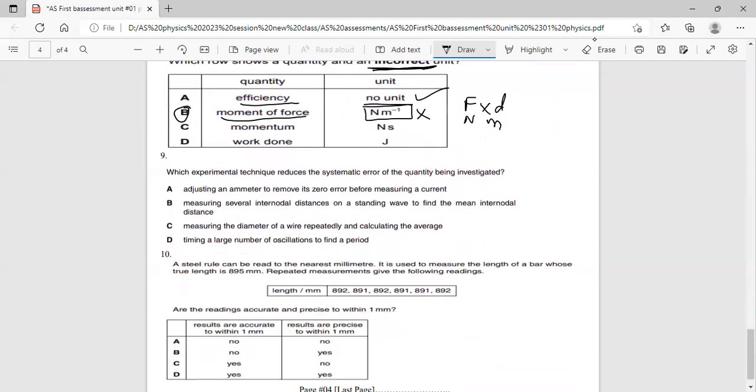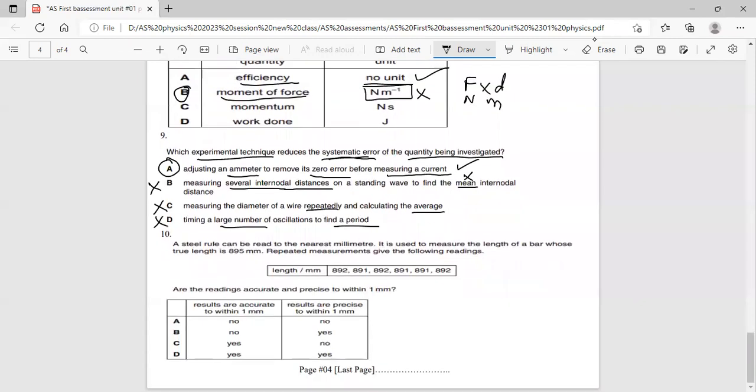Question number 9, which experimental technique reduces the systematic error of quantity being investigated? Systematic error is due to fault in instrument. So adjusting an ammeter to remove its zero error before measuring a current? Yes, that's the answer. Measuring several internodal distances and then using mean? No, mean is used to reduce random error. Measuring the diameter of wire repeatedly and calculating the average? No, it's again for random. Timing a large number of oscillations to find period? No, it's for random. So the option is A.